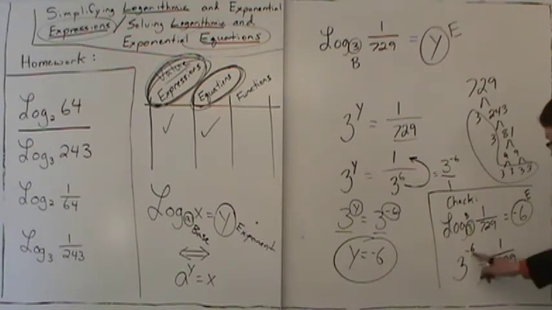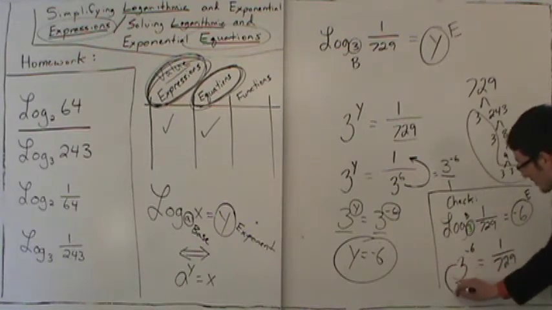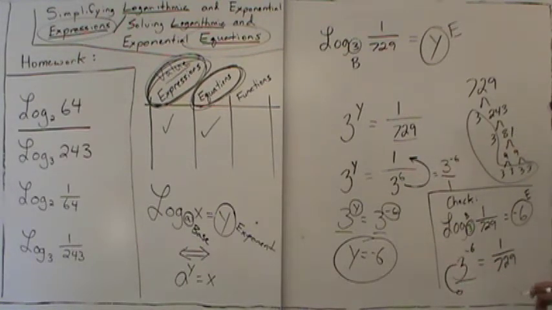Yes, this is true, because we take 3 to the negative 6 and move it where? Move it to the bottom. So we end up with what? We end up with 1 over, negative exponents mean move from top to bottom. We get 1 over 3 to the 6th power equals 1 over 729.